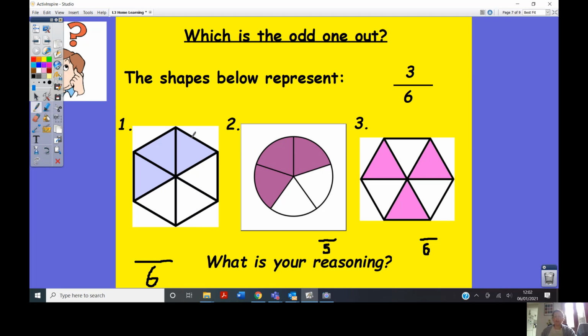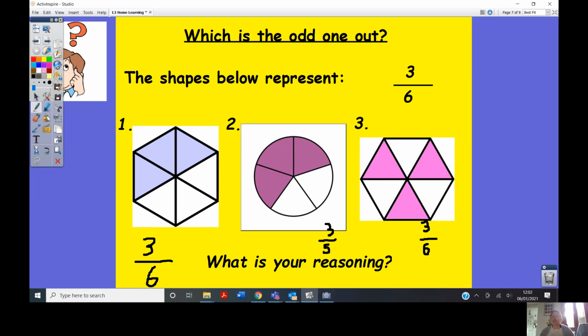Let's see how many parts are shaded. 1, 2, 3. 1, 2, 3. And 1, 2, 3. So in each case, 3 of the parts are shaded. So each fraction has 3 as their numerator.